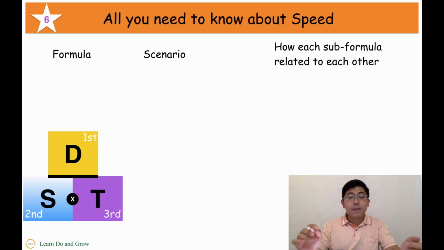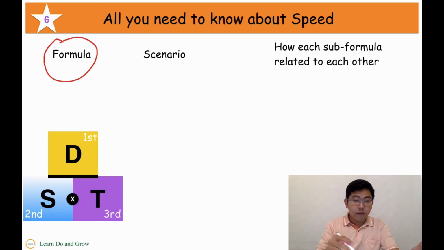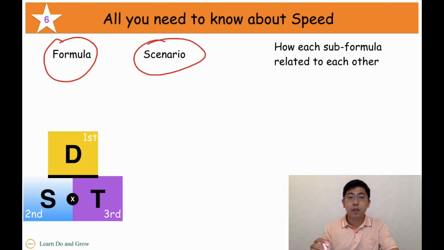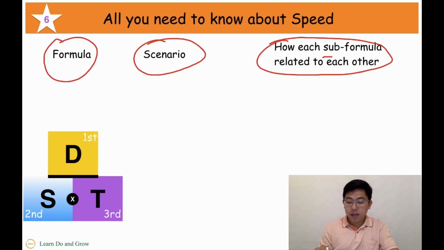Okay, look at this. These are what you need to know. Firstly, you need to know the formula and what other scenarios can happen for problems related to speed, and how each sub formula relates to each other. Later, I will let you know more about that.